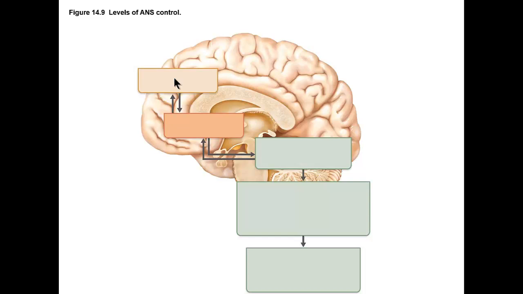Or even if you're in a bad pattern right now in your personal life, bad relationships, work situation, financial situations, that can override the hypothalamus and cause imbalance of sympathetic and parasympathetic responses and stimulus. So that's the cerebral cortex.